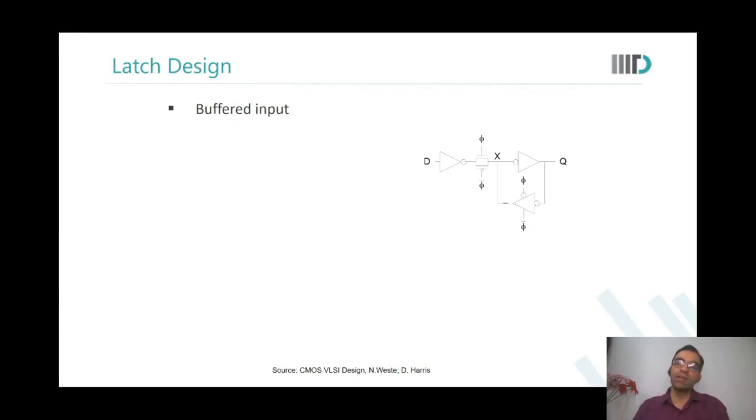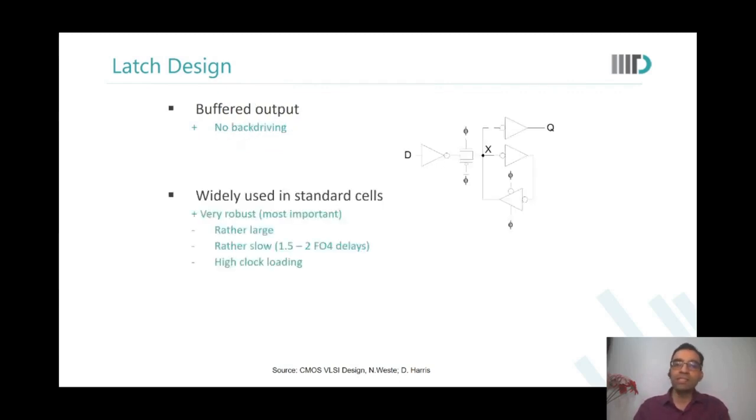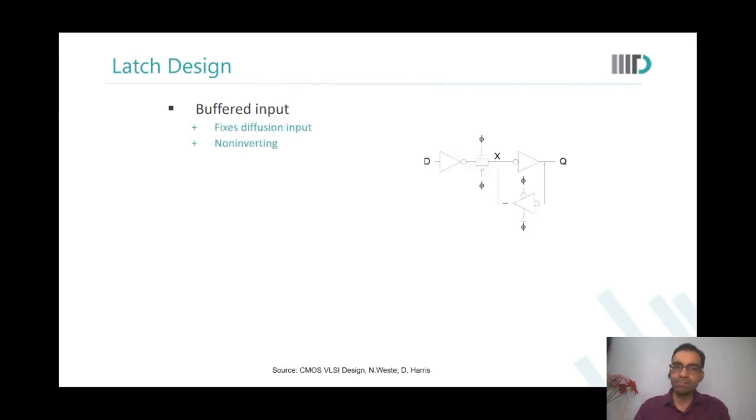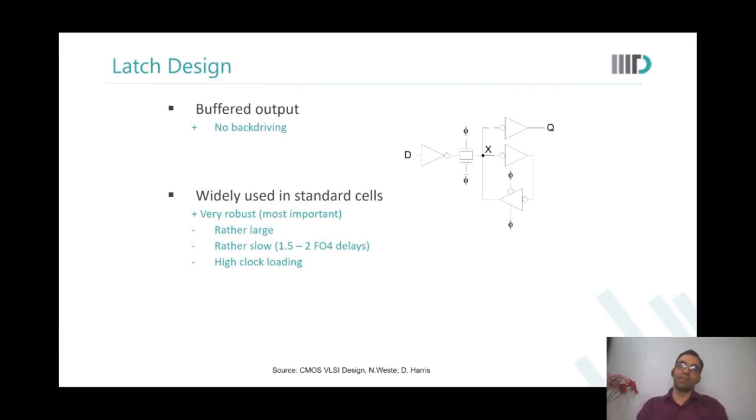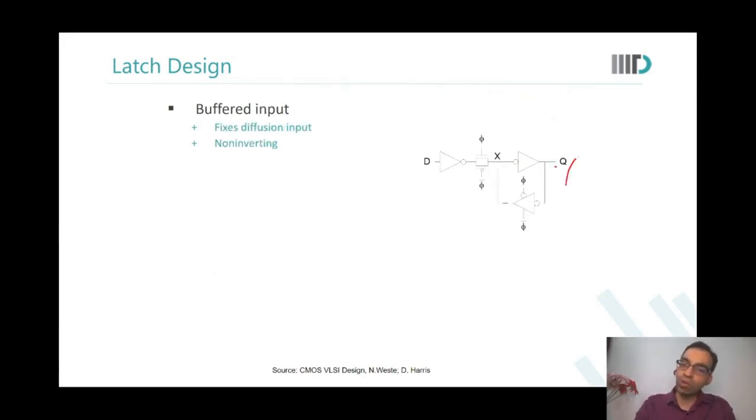So this then has a buffered input, which fixes the diffusion input problem, makes the latch non-inverting in itself, and also fixes the problem linked to output noise sensitivity and so on. So what was done here? Here there is a separate inverter which drives Q. So any noise on Q, you were still asking that there is some noise on Q and that can impact X. We were discussing this just a little while back.